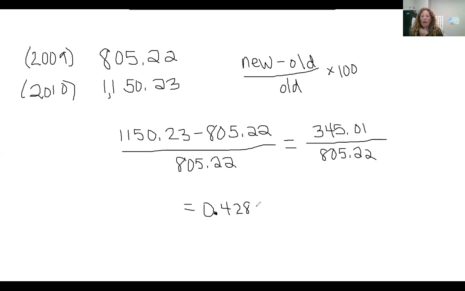And so if I look at that, that's a decimal. It's not a 0.428% increase. This number is a proportion. Proportion is the decimal version of a percent. I have not yet made it a percent. That's the purpose of this times 100 bit. So move the decimal place over, multiply by 100, and I get 42.8%.